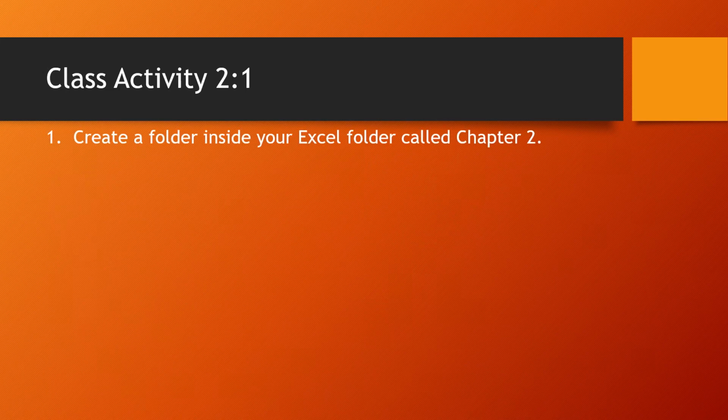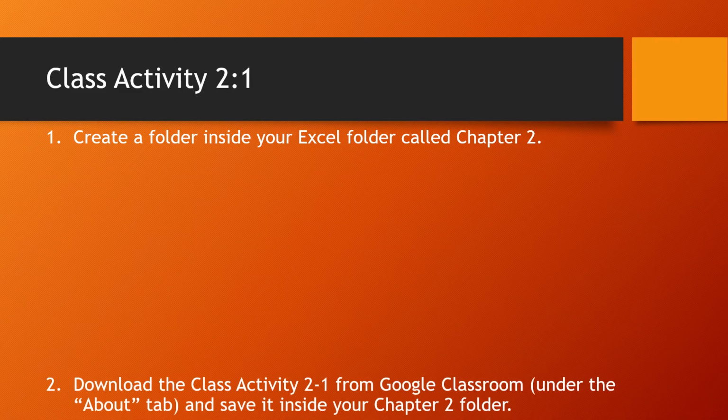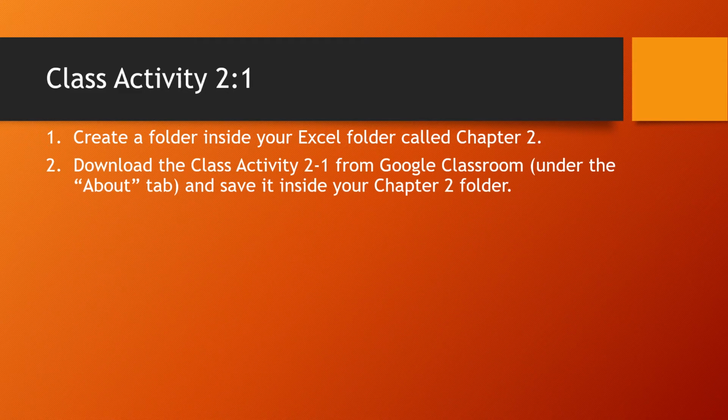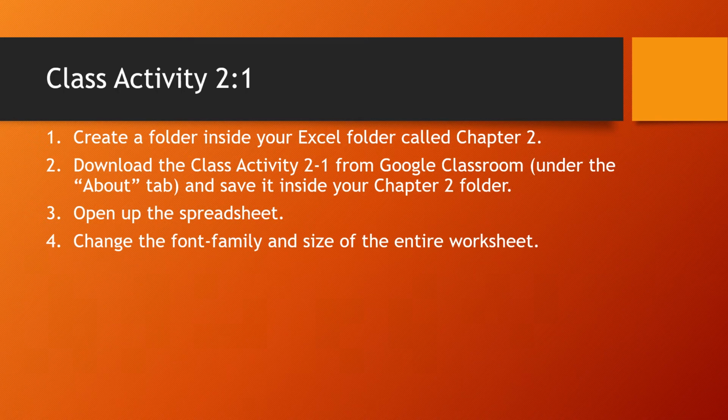Congratulations, you have just finished the listening part of our 2-1. Now it's time to create a folder inside your Excel folder called Chapter 2. Download the class activity 2-1 from Google Classroom under the About tab and save it inside your Chapter 2 folder. Open up the spreadsheet. Change the font family and size of the entire worksheet to its standard setting.